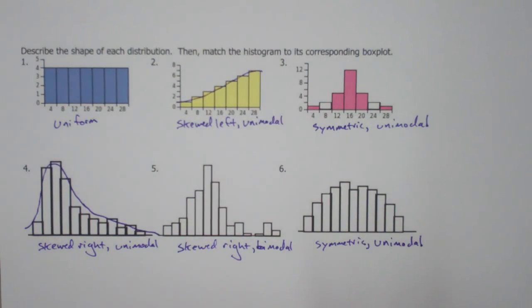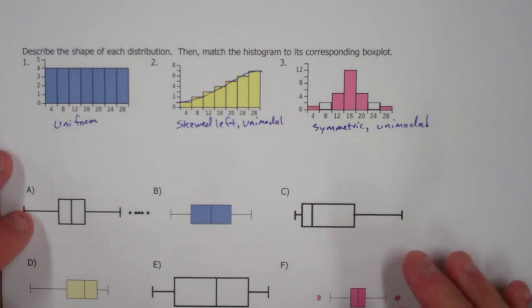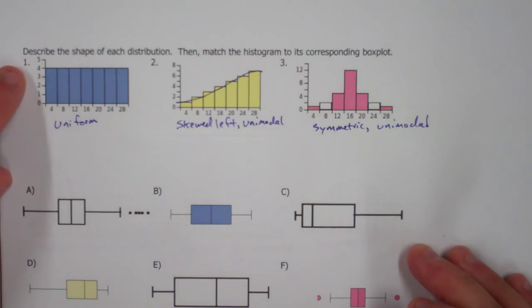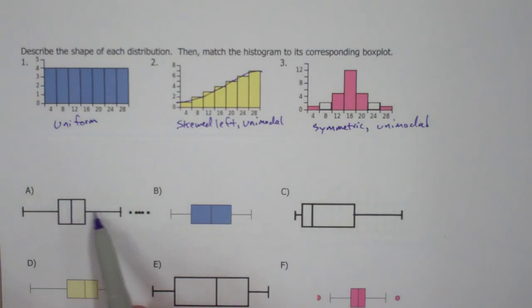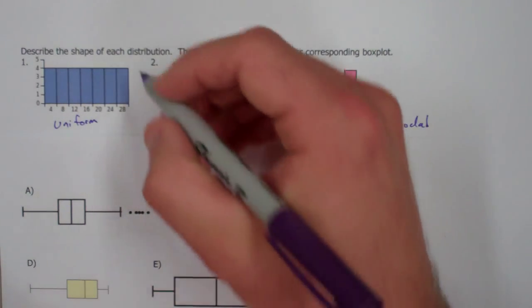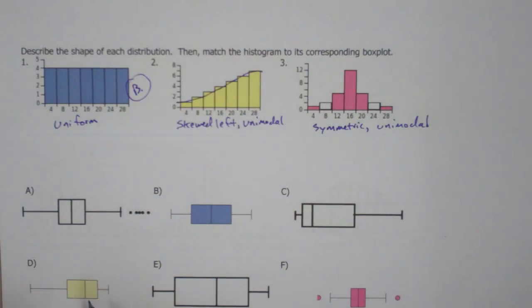Let's see if we can figure out which one is which. I'm going to take a look at these box and whisker plots, and I'm going to look for something that looks uniform to me. Uniform has great symmetry and no outliers really, so this one wouldn't make sense. I think it's going to be B for this. This one's skewed, this one's kind of symmetric, this one has some outliers over here. So I think that's going to be B.